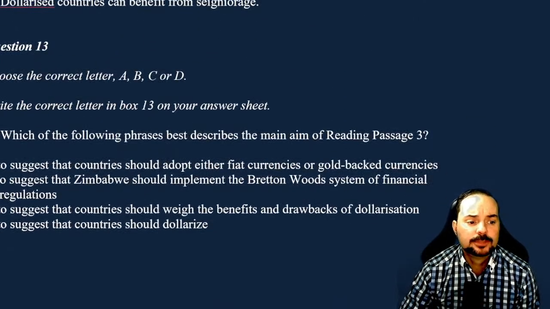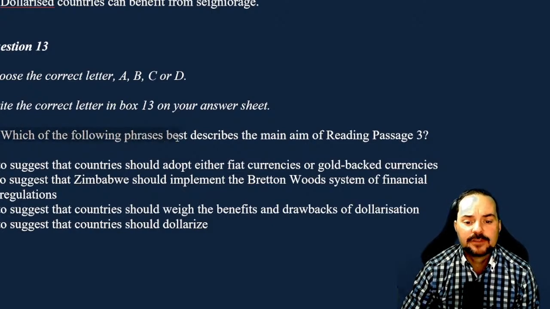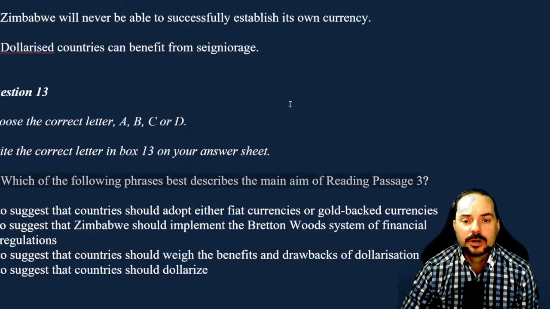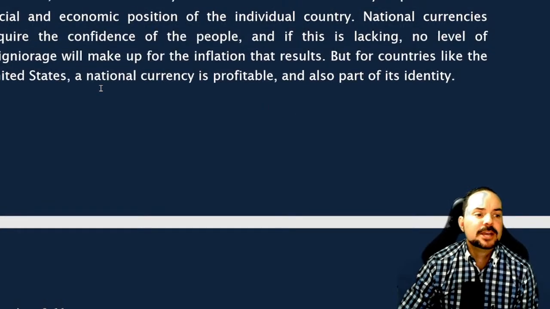Question 13, multiple choice, one question. Just read the question. Which of the following phrases best describes the main aim of reading passage 3? Don't worry about the choices.